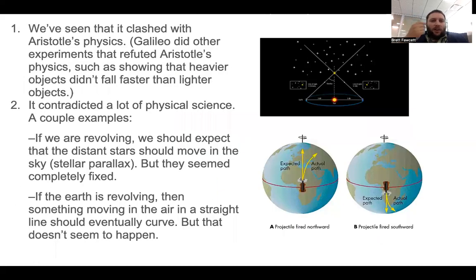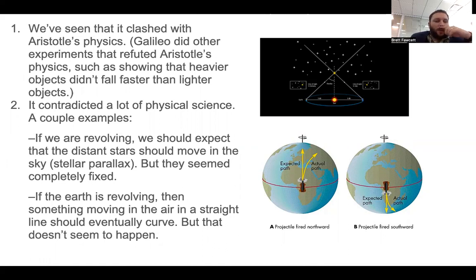So, we've seen it contradicted Aristotle's physics. And Galileo did a lot of empirical studies that contradicted prevailing physical notions, like on the Tower of Pisa, dropping a heavier object and a lighter object and saying that they actually fell at the same speed. The heavier object did not fall faster. But there was also a lot of physical science that did seem to contradict this.